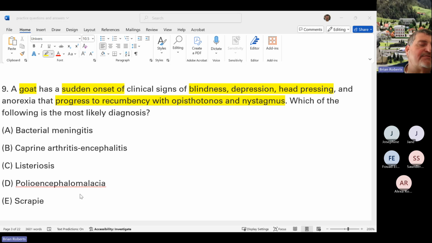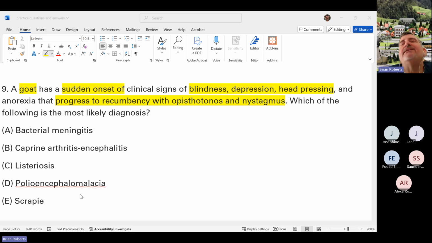Scrapie is basically like Creutzfeldt-Jakob disease. That's a prion. That's chronic, right? That's not all of a sudden blindness. That is progressive. Caprine arthritis encephalitis, we would expect also some description of more abnormal gait or abnormal examination of the limbs. So we're left with meningitis, listeriosis, and polioencephalomalacia.